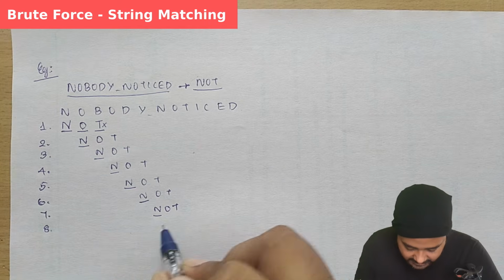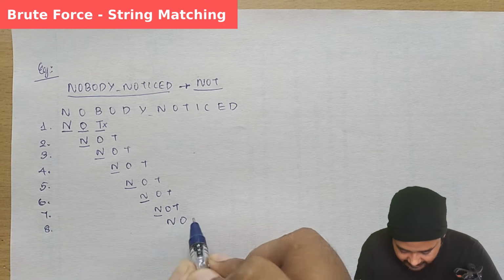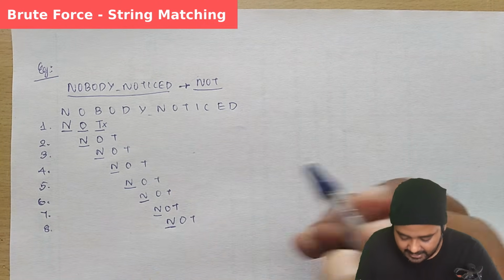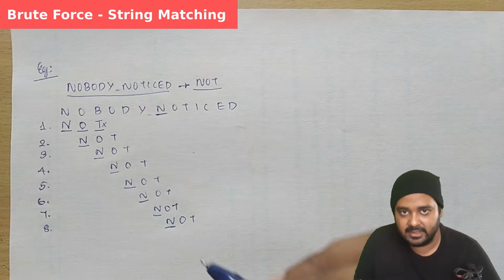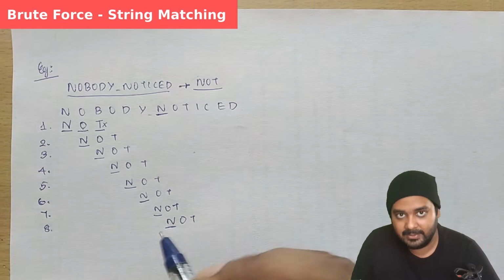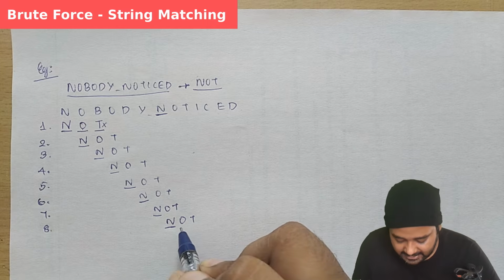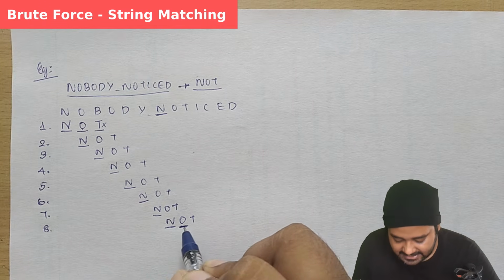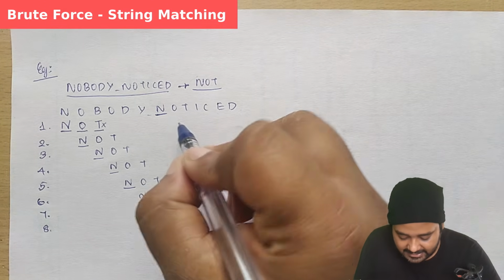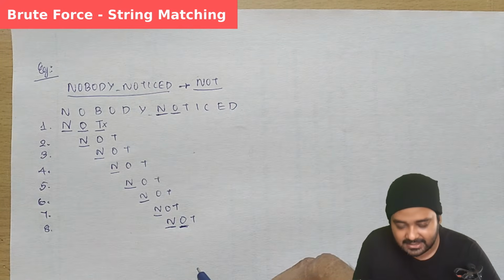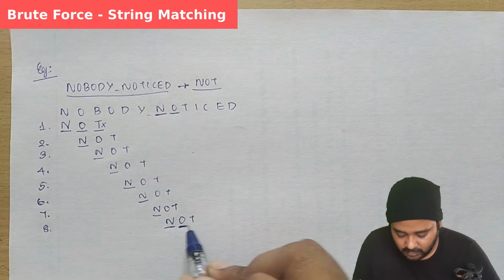In the 8th iteration, it matches the element. Here your N and this N are matched. Whenever the string is matched, we go for the next element. So now I take the O and compare it with this O. It matched, so once it matched, I have to move on to the next element.